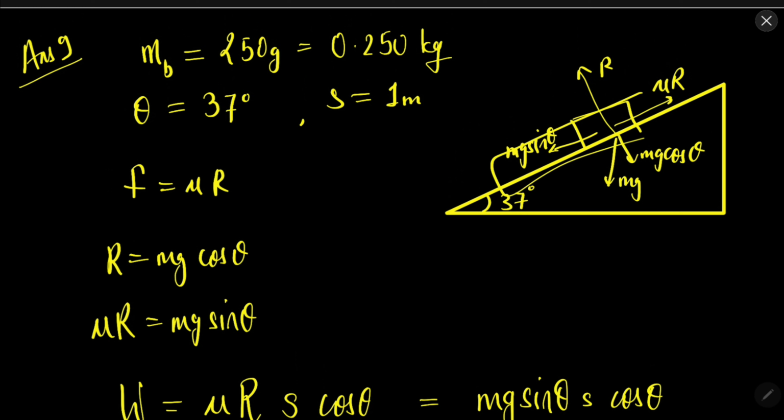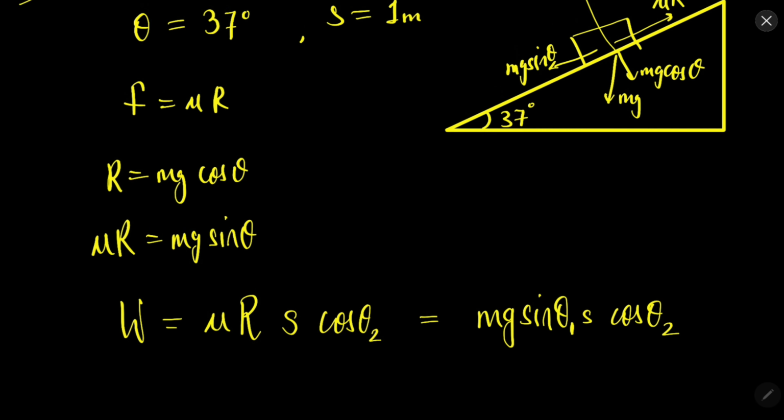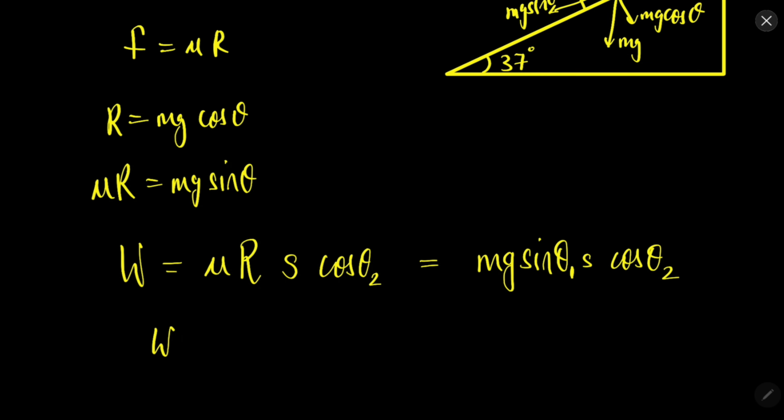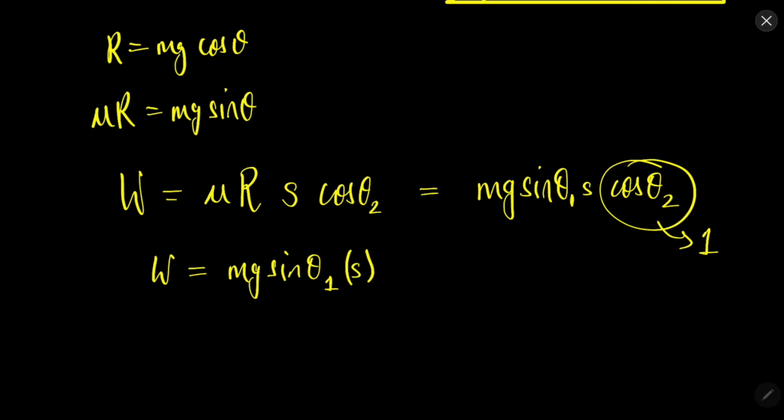So the displacement is along this direction only, so we can take the angle to be 0. This is a different angle, let me use, this is a different angle, this is a different angle. Okay, so work done will be mg sin theta 1 into displacement, and theta 2 is 0 degree, so cos theta 2 will be 1. So we have this much here.